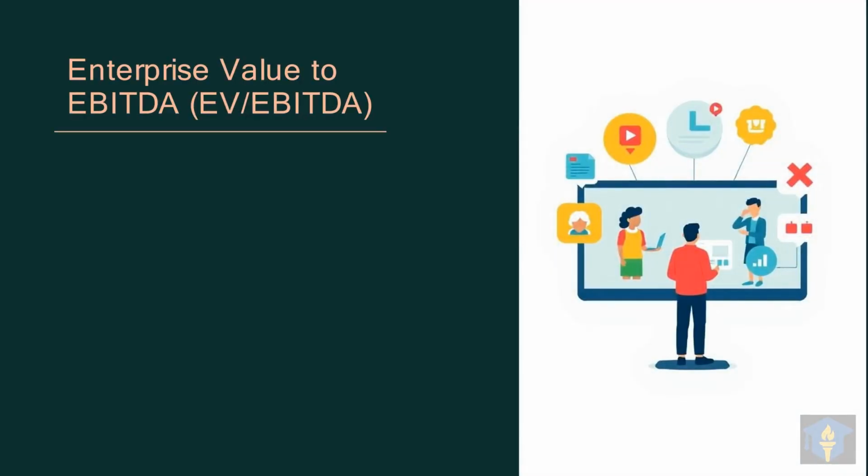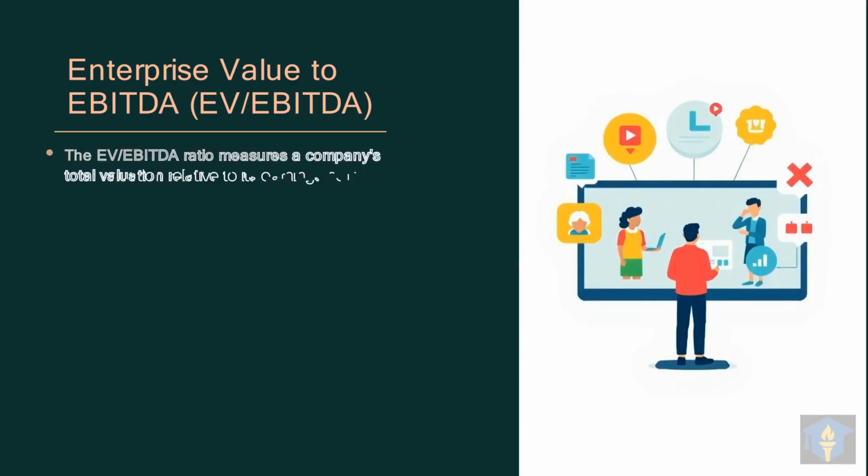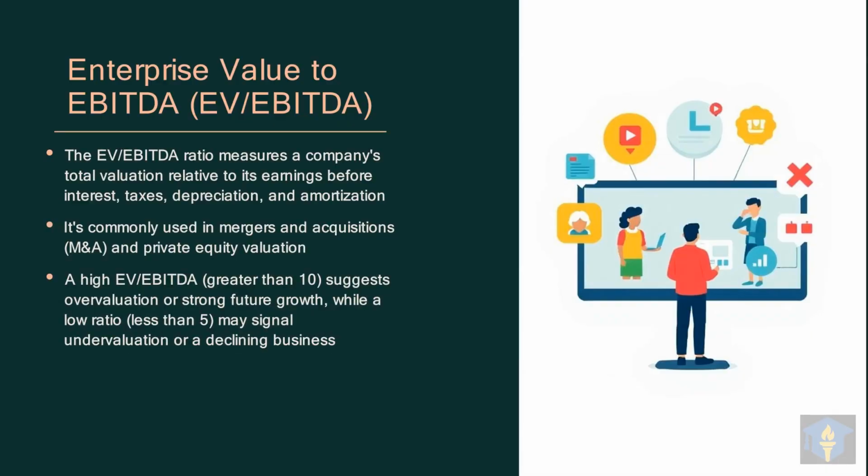Next, we'll explore the enterprise value to EBITDA, or EV to EBITDA, ratio, another powerful valuation tool. This ratio assesses total valuation against earnings before interest, taxes, depreciation, and amortization, vital for mergers and acquisitions.